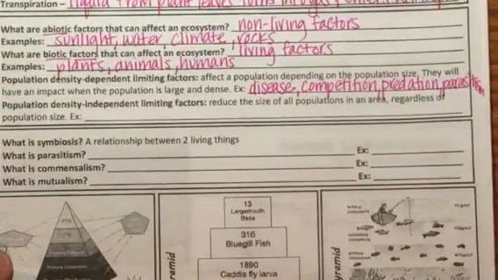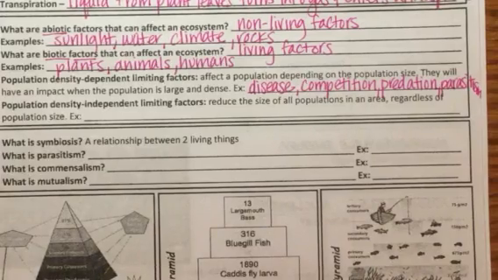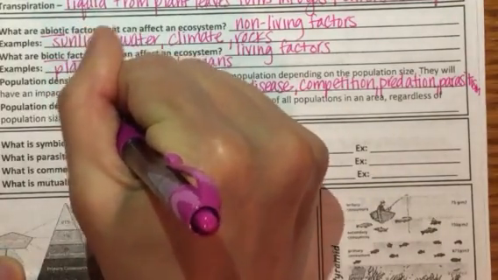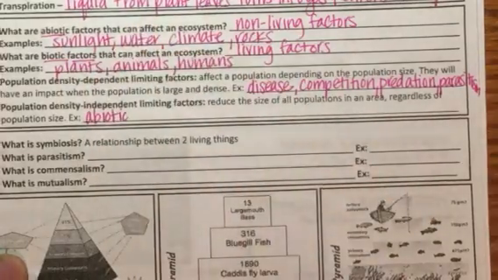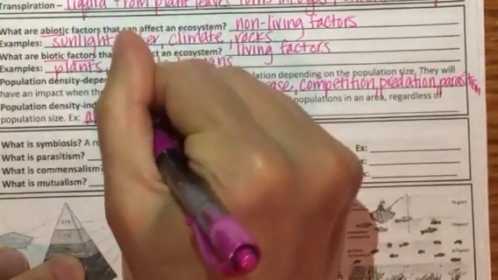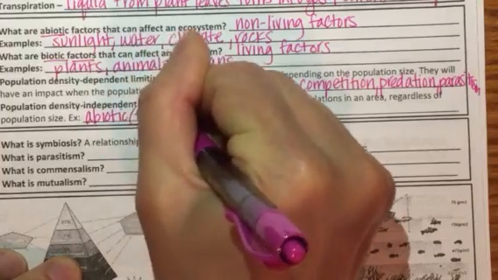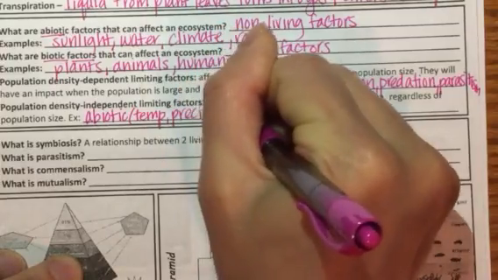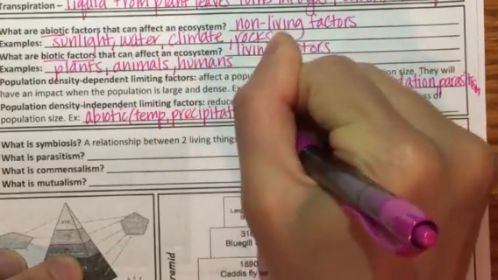All right, and then we have population density independent. So independent from the population. They reduce the size of all populations in the area regardless of the population size, whether it's big or small. So abiotic factors will affect all populations. Things like temperature, and I'm just going to shorten that to temp. All right, precipitation, sunlight.